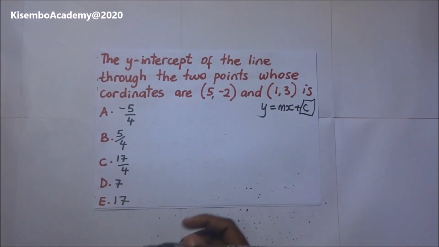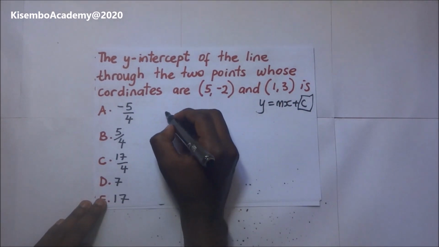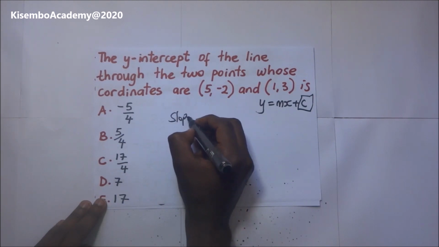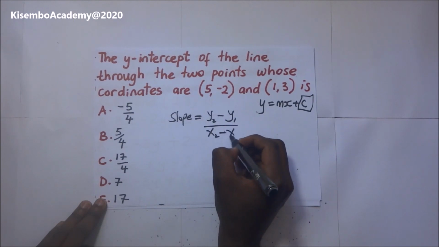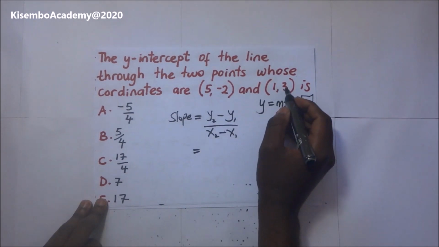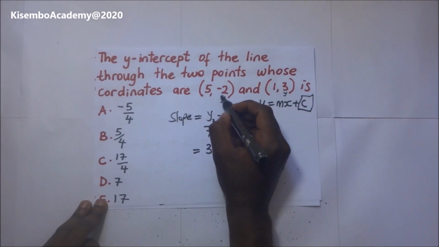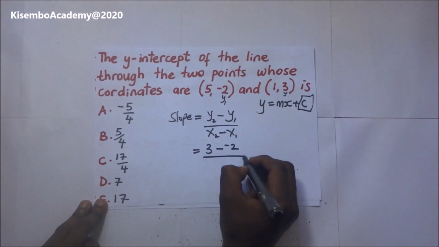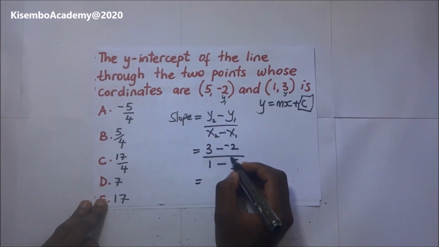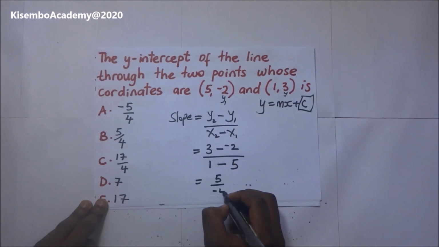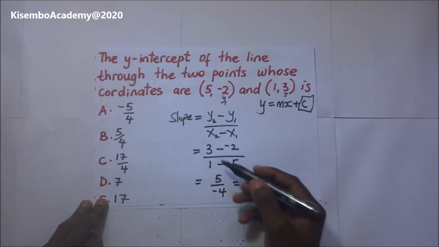So we begin by finding the gradient of this line, which happens to be the value of m. The gradient, which they call the slope, is equal to y2 minus y1 over x2 minus x1. That's going to be y2, which is 3, minus y1, which is negative 2, divided by 1 minus 5. That is 3 plus 2, which is 5, divided by negative 4. So this is negative 5 over 4. That is the gradient of this line.